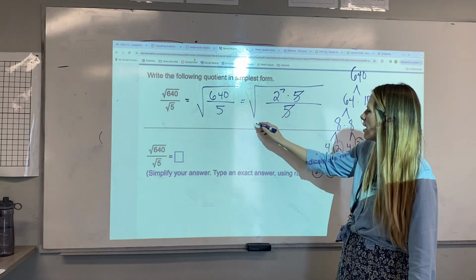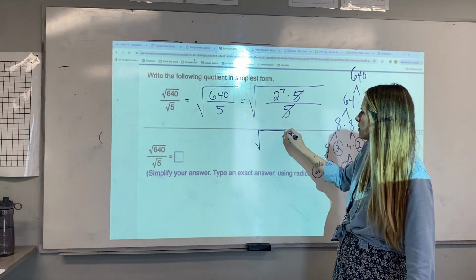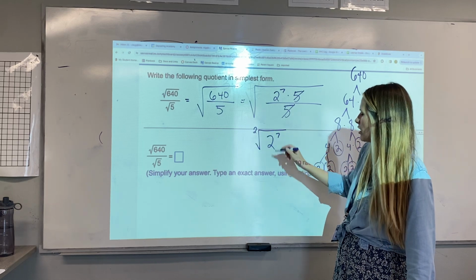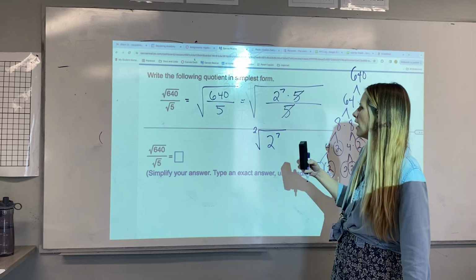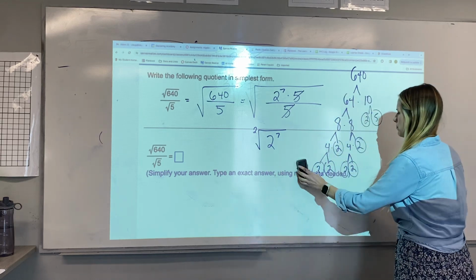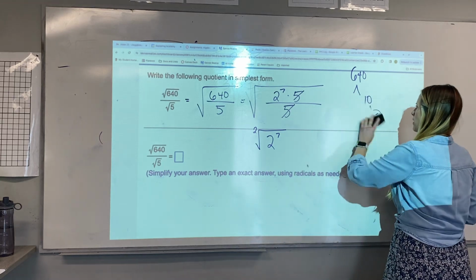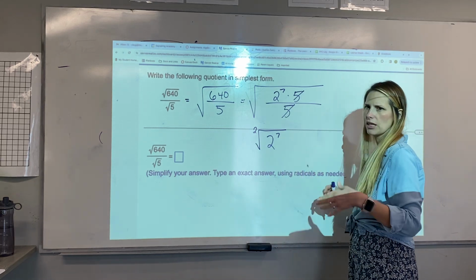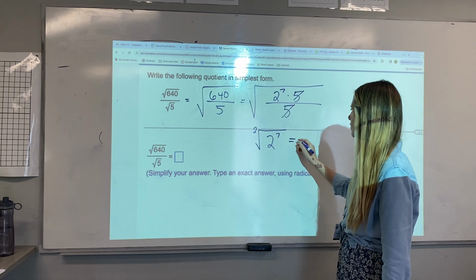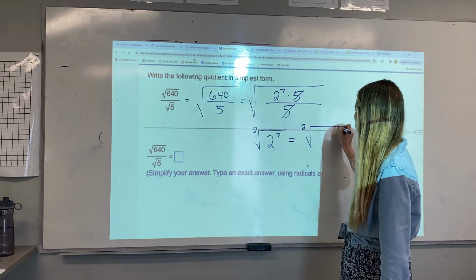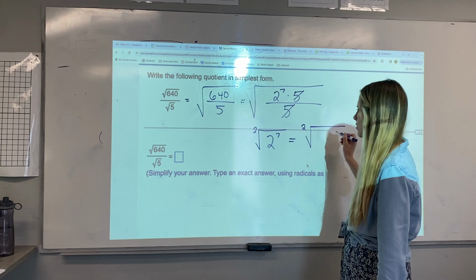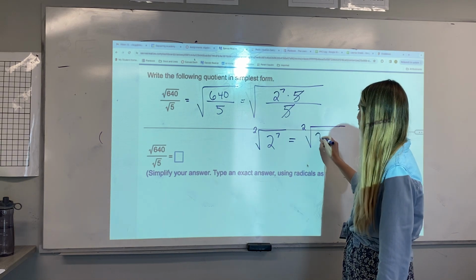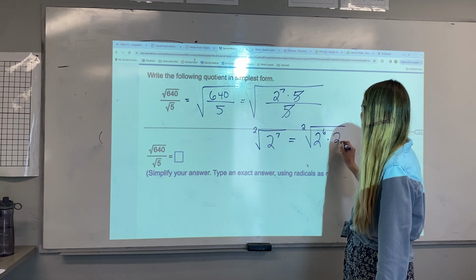Yeah, so I still have it in the radical sign, right? So I have the square root of 2 to the 7th power. Can I break that down? Yes. Can I simplify that? I absolutely can. How should I break up 2 to the 7th power so that I can simplify it? 2 to the 6th power. Yes. 2 to the 6th power times 2.